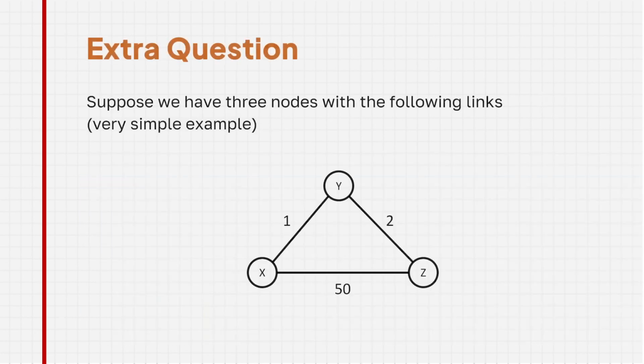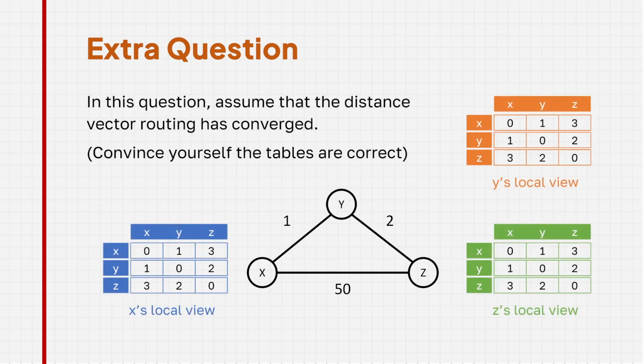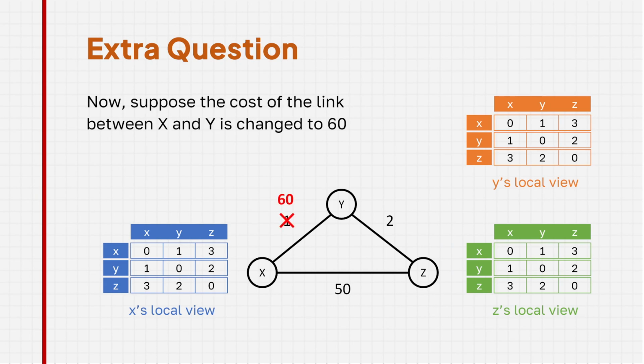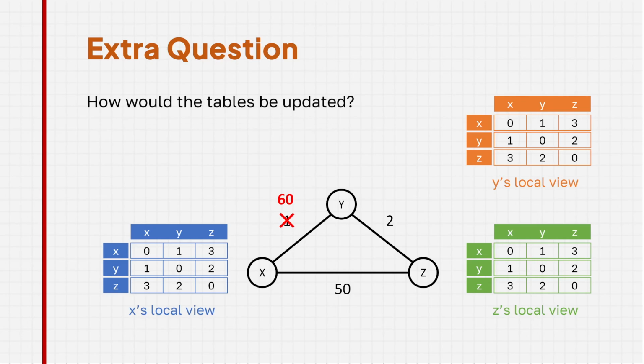Okay, so I guess we still have a bit of time. Let me go through this extra question that I sent on the group. Has anyone tried? No? Okay. Suppose that we now reduce the example to a much simpler example. X, Y, and Z, with costs 1, 2, 50. Here we assume that the algorithm has converged, so you now have the local views. Clear, right? Now the question is, if the cost of the link between X and Y is changed to 60, how would the tables be updated? X and Y would immediately update. How?